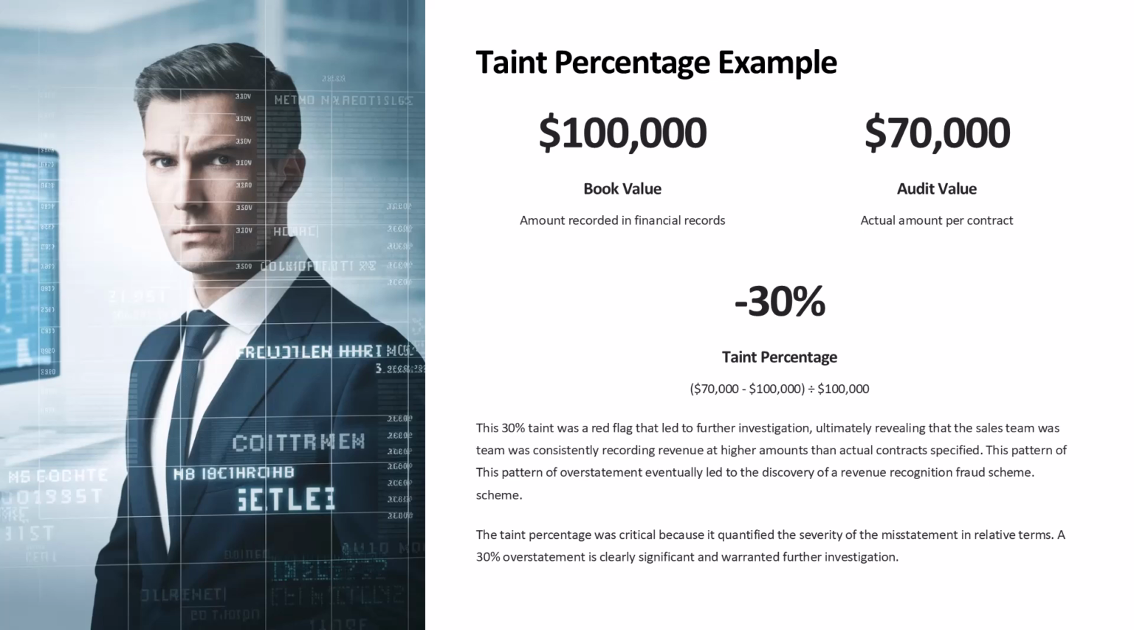$70,000, $100,000, $100,000 minus $30,000 divided by $100,000 equals negative 30%. This 30% taint was a red flag that led us to investigate further.